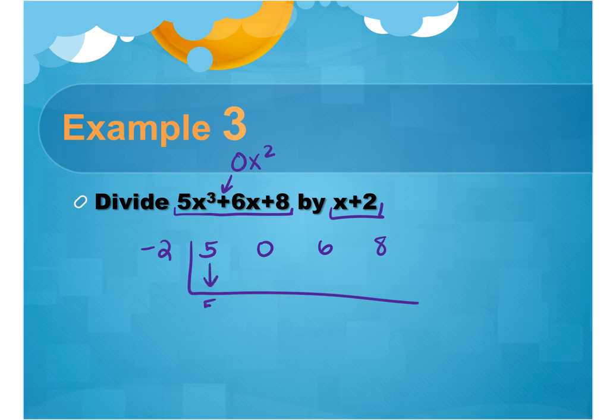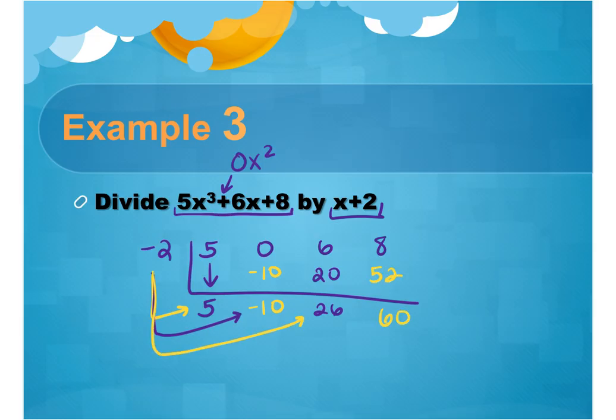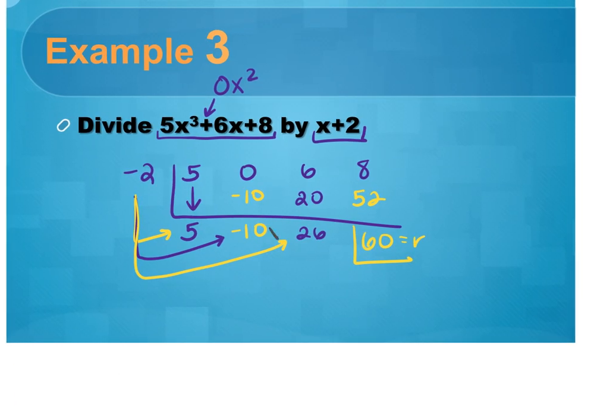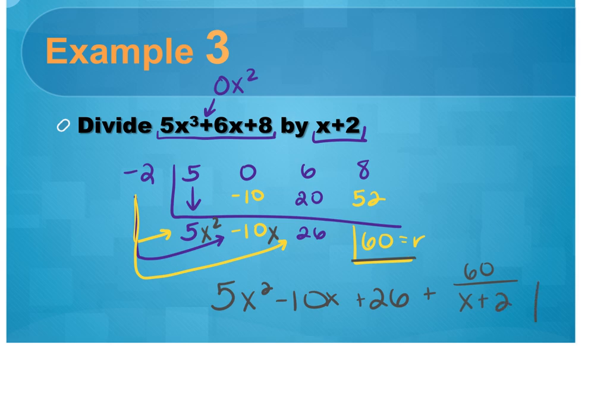Bring down the 5. Multiply by what's on the outside, negative 10, and add it. Multiply by what's on the outside, 20, and add it. Multiply by what's on the outside, and add it. This is my remainder. The next term is my constant. The next term gets x to the first, and the next term gets x to the second. So my quotient is 5x squared minus 10x plus 26 plus 60 over x plus 2.